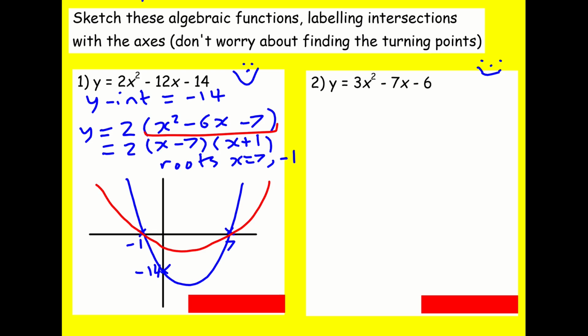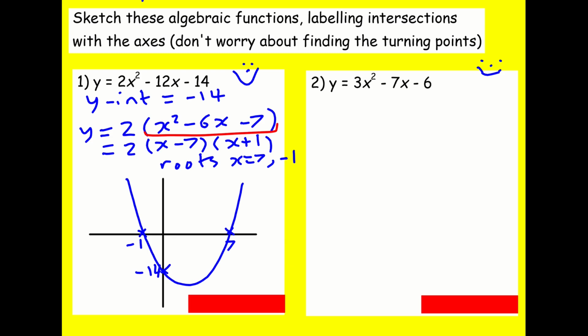I decided not to get rid of the 2. They kind of look the same. They have the same roots, but they have different intercepts and different shapes. All right, I'm not going to stress too much about that. If you did divide by 2, you set it equal to 0 and divide by 2, you get away with it in this case.